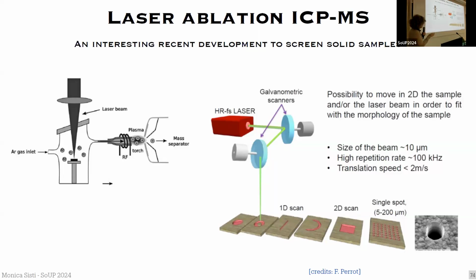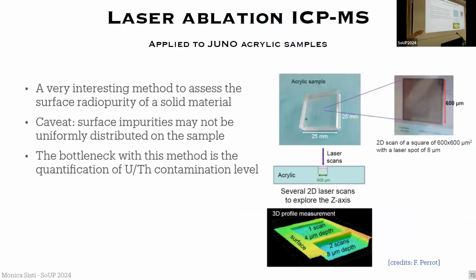And this is nice because you can screen different parts of a surface of a sample, for example. Some colleagues of mine in Bordeaux have used this for the acrylic sample of Juno to test the surfaces in several points, and with several scans you can also go deep in the material and see how the contaminant moves with depth. The drawback of this is that, first of all, surface impurities are never uniform on the surface of the sample.